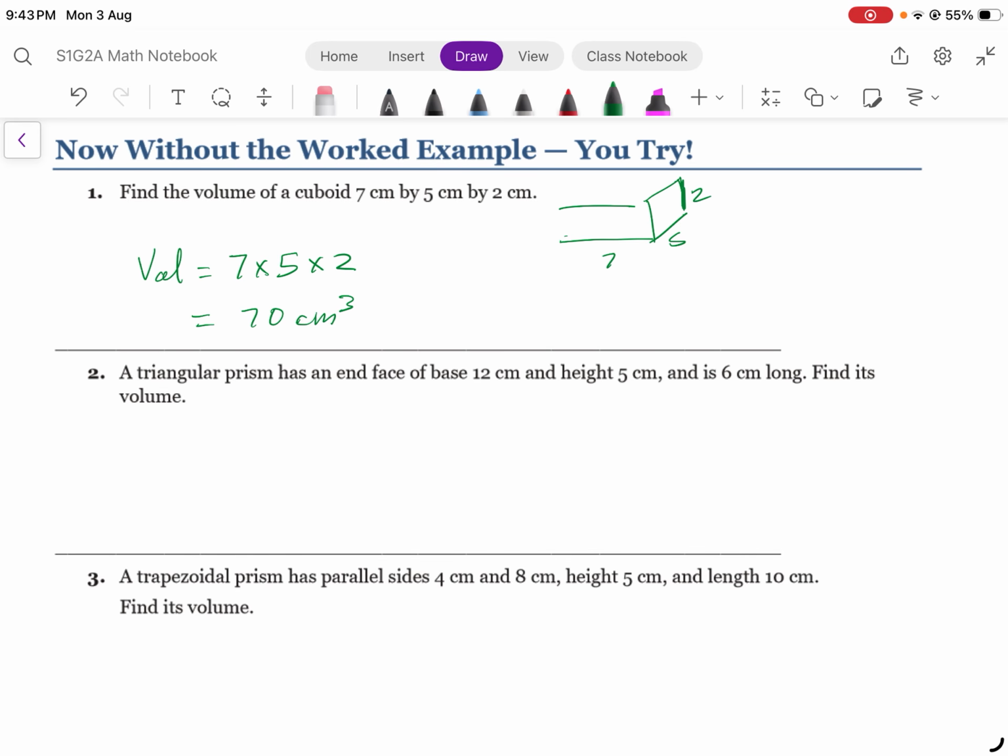End face rectangular prism has end face of base 12, height 5, and is 6 cm long.